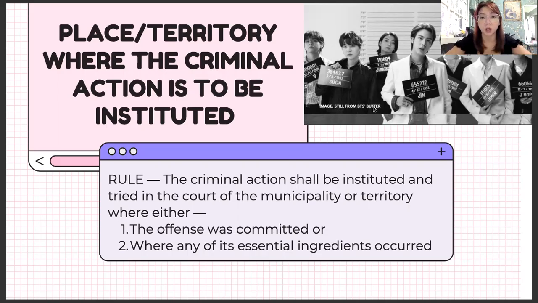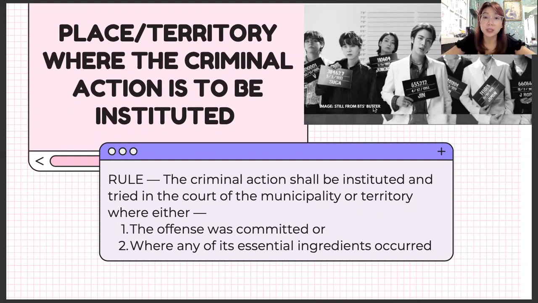So what rule is to be followed here? The criminal action shall be instituted and tried in the court of the municipality or territory where either 1, the offense was committed, or 2, where any of its essential ingredients occurred. So ano yung exception dito?